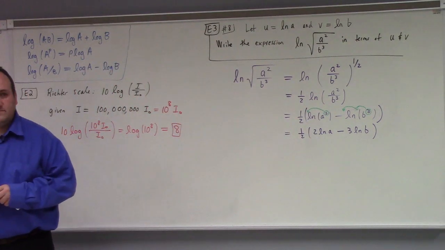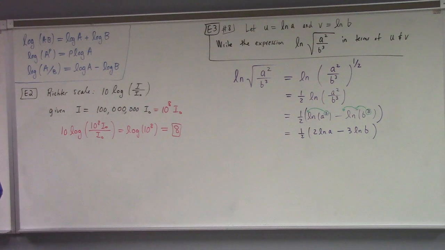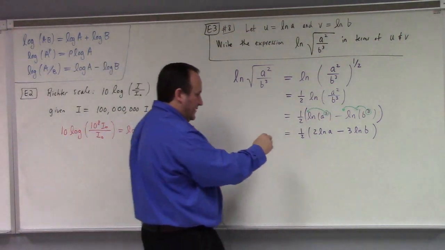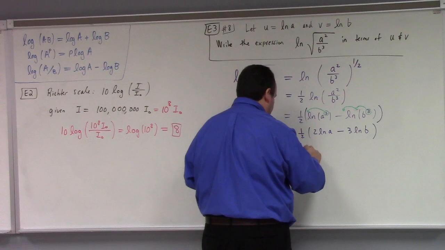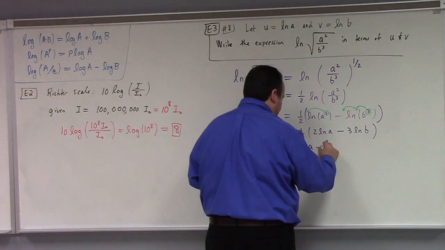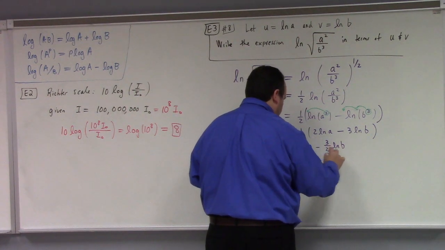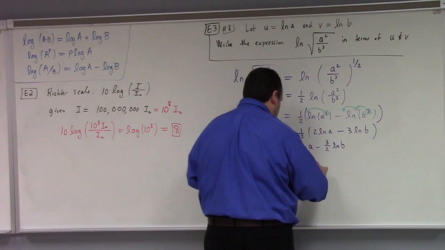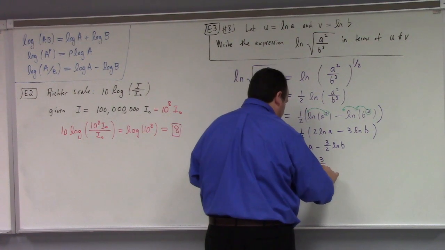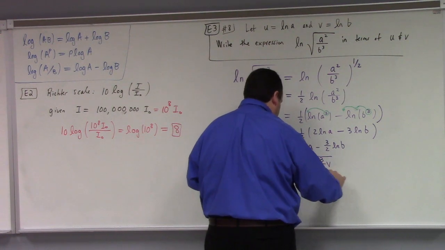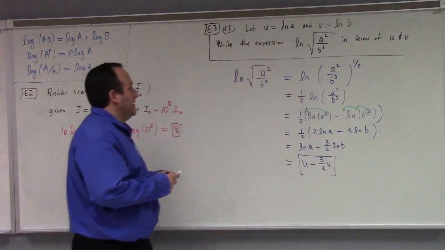Now what? What are we told? We're told u is log a, and v is log b. So put those in. I'll simplify one more step. That's log a minus 3/2 log b, which is exactly u minus 3/2 v. And there you go. That would be the answer for this problem.